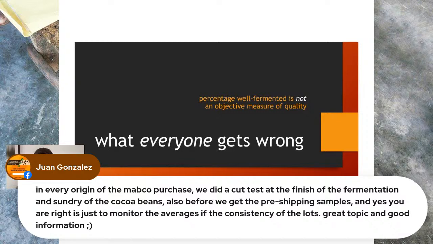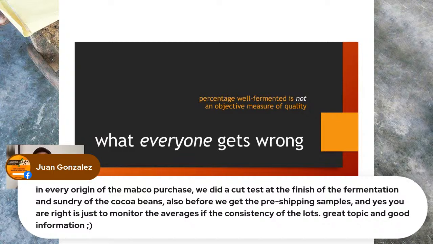And Juan says, in every origin of our purchases, we did a cut test at the finish of the fermentation and after sun drying of the cocoa beans, and also before the pre-shipping samples, and yes, you're right, it is just to monitor the average consistency of the lots. Absolutely, right? These become data points which inform decisions later on, when you convert the beans from their bean stage into liquor and into chocolate.